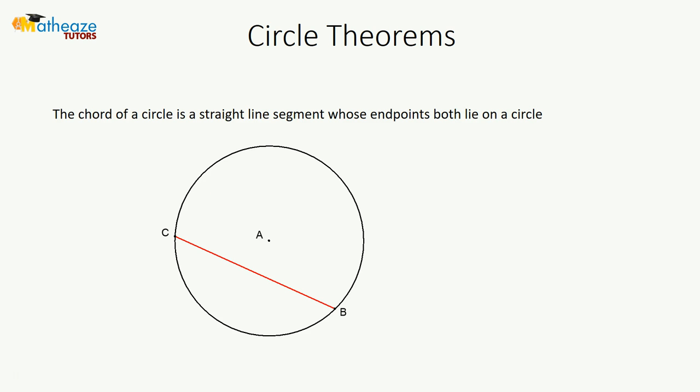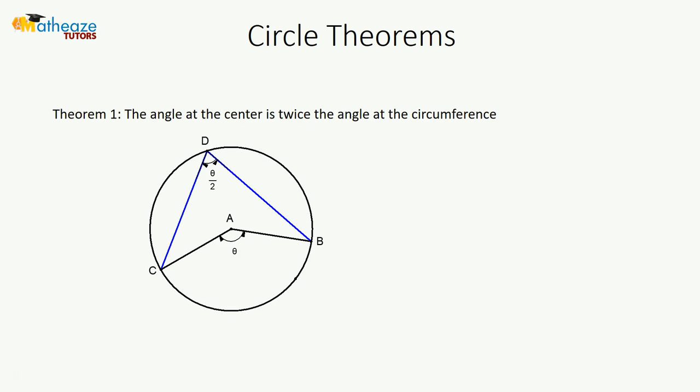The chord of a circle is a straight line segment whose endpoints both lie on the circle. It lies on the circumference of the circle or on the boundary of the circle. Now let's start with our theorems.